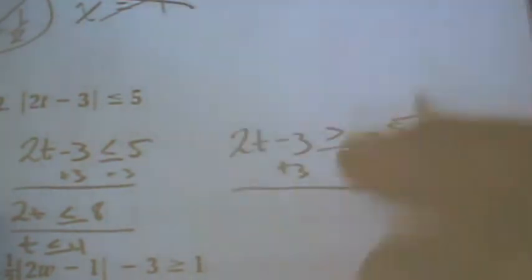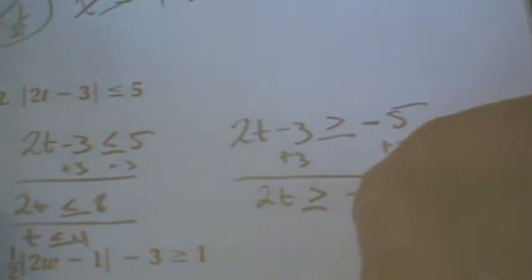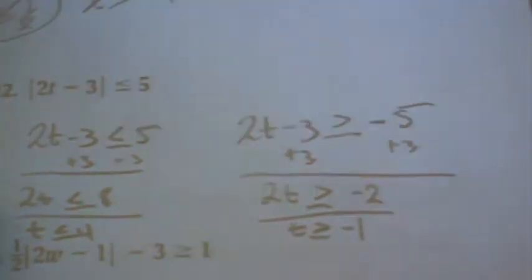Get 3. 2t greater than or equal to negative 2. t greater than or equal to negative 1. I'm gonna actually get that scrap piece of paper so I can graph it for you.